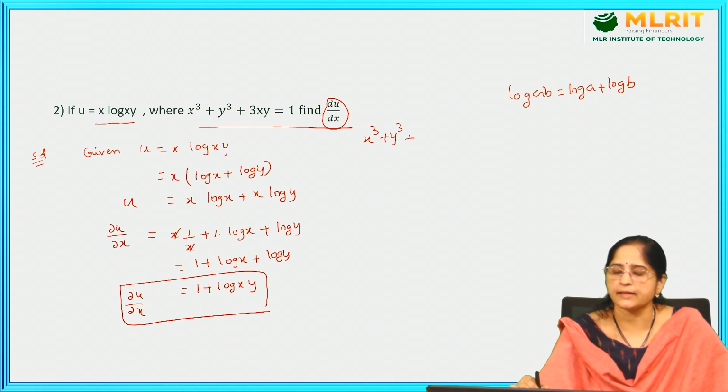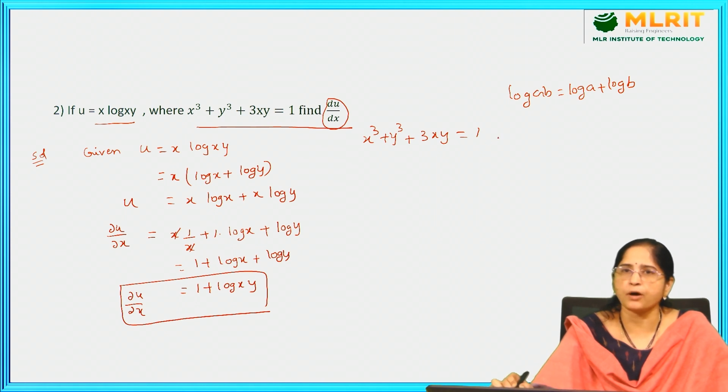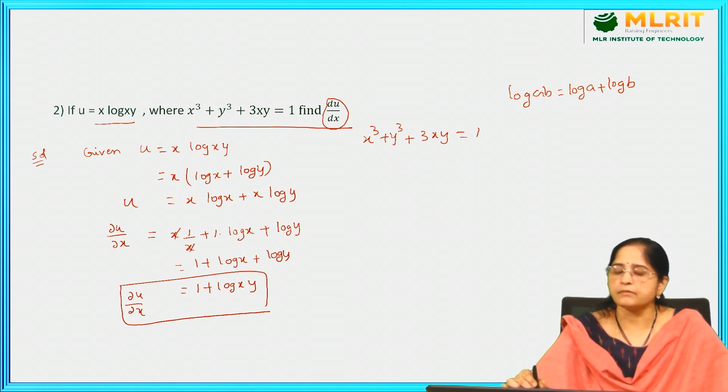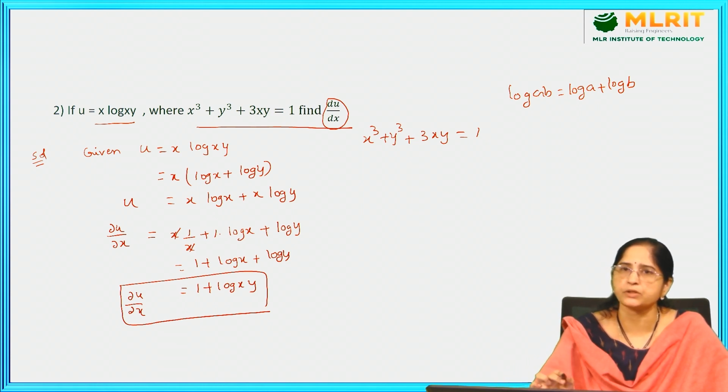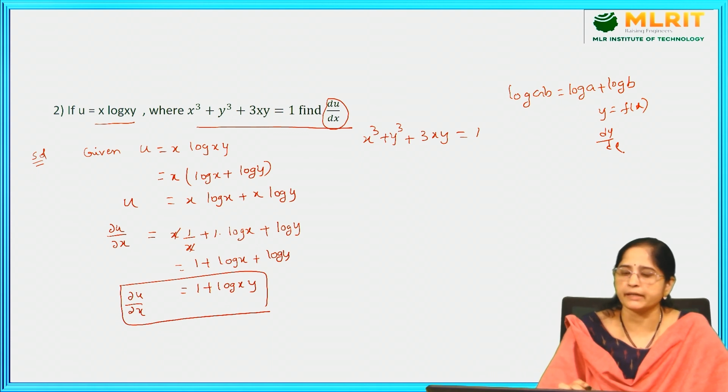x cube plus y cube plus 3xy equal to 1. So this is the implicit form of f of x comma y. So y is a function of x. We can write y is a function of x. If y is a function of x, we are able to find out dy by dx. So that's why find out dy by dx.